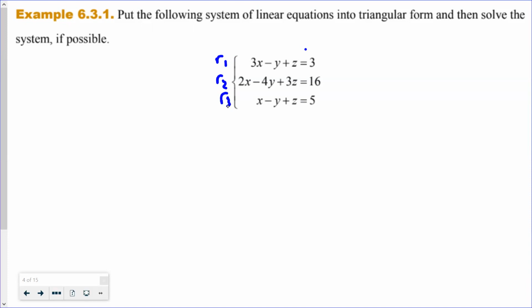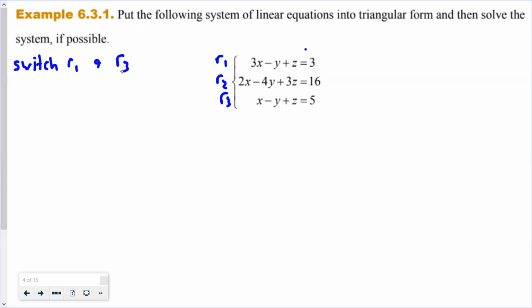What I'm going to start off by doing here, guys, is I'm just going to switch row 1 and row 3. Okay? When you're doing this, it's really important you label what you're doing, because it's pretty common for people to make a simple algebra mistake or a mistake with the sign, and you want to be able to go back and see what did I do here. So I'm going to put a little side note here. I'm going to switch R1 and R3.